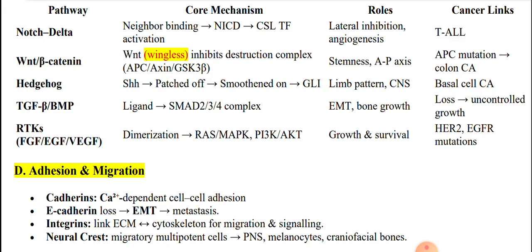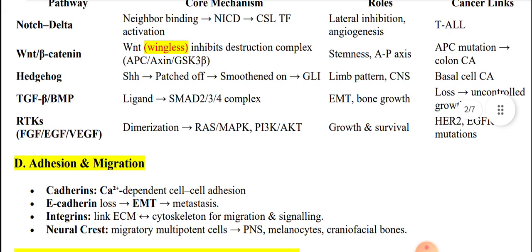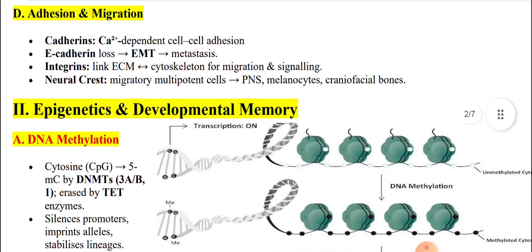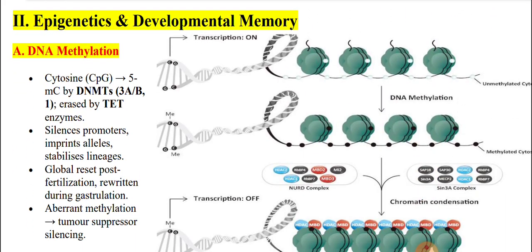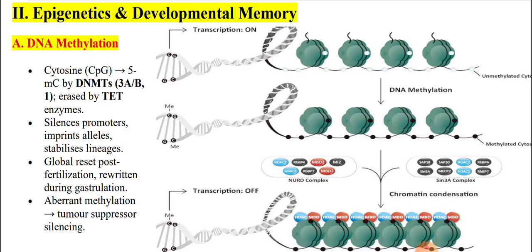Okay, so now we get to the core of that developmental memory, epigenetics. How does a cell lock in its fate? The first major mechanism is DNA methylation. Right. This involves adding a chemical tag, a methyl group, directly onto the DNA molecule itself, specifically onto cytosine bases, usually where they're next to a guanine, the CpG dinucleotide.